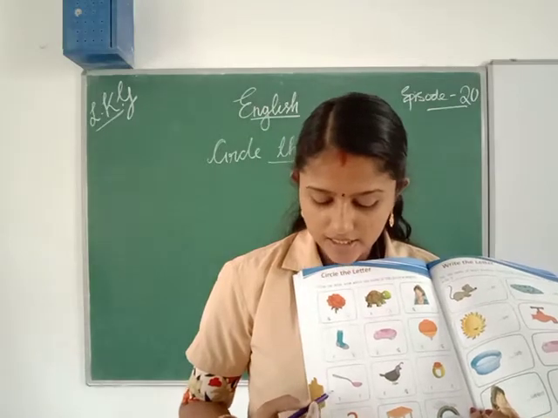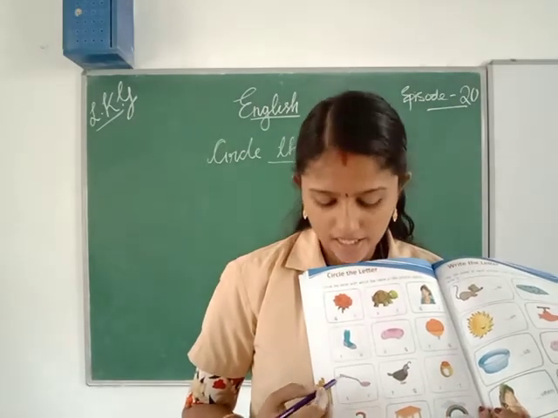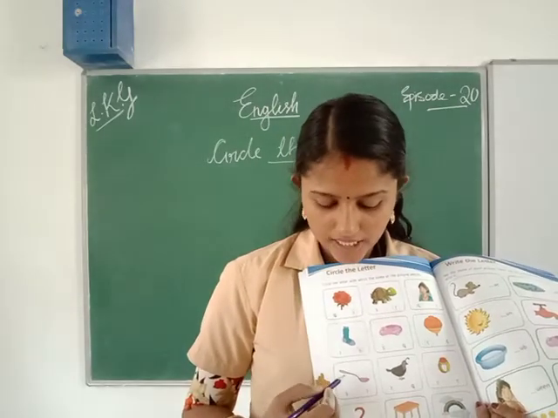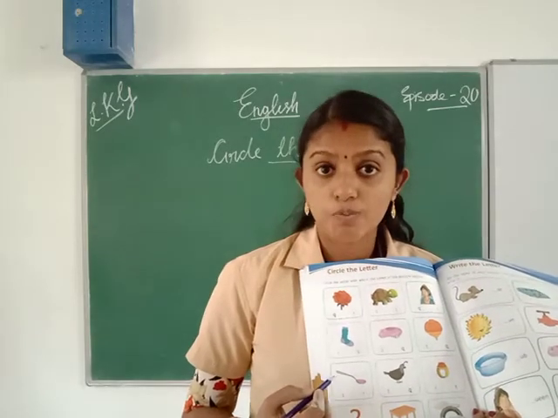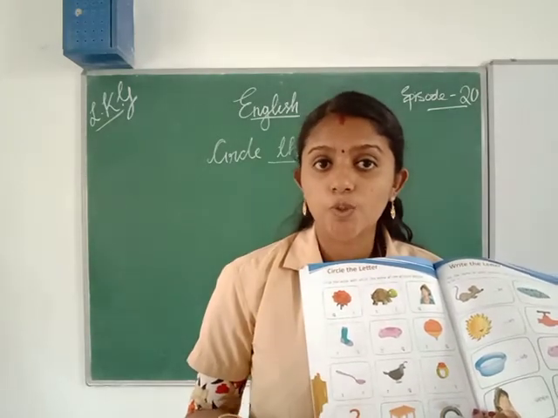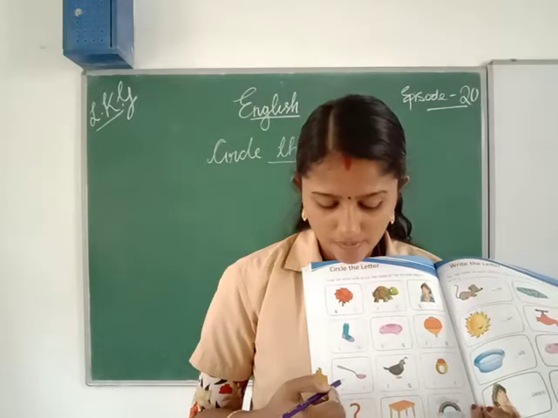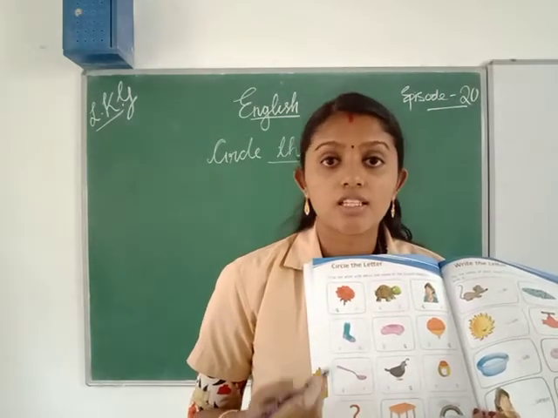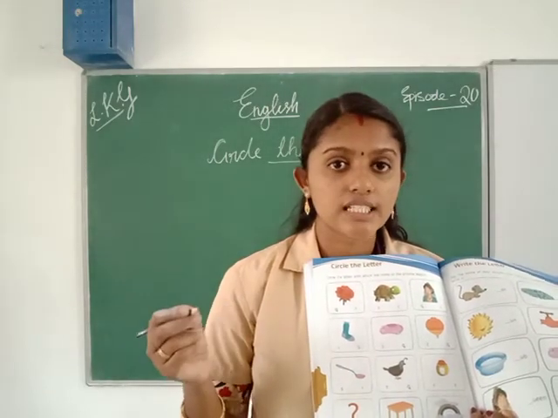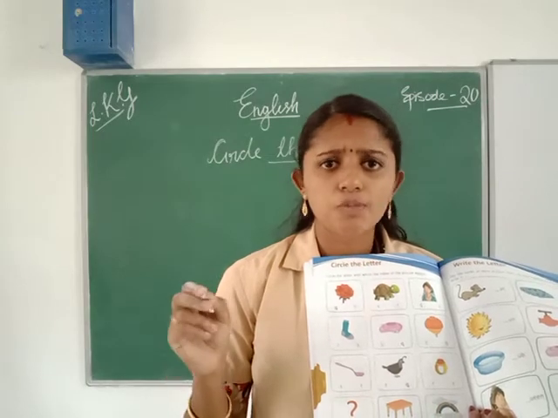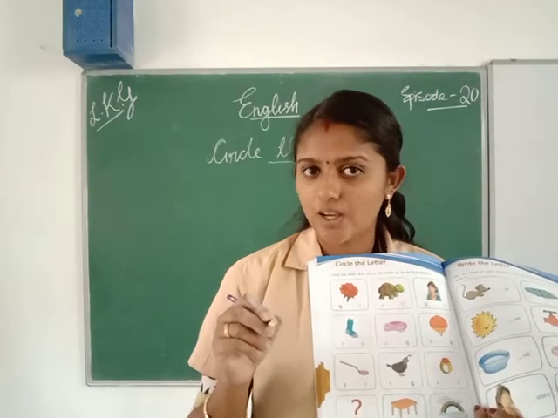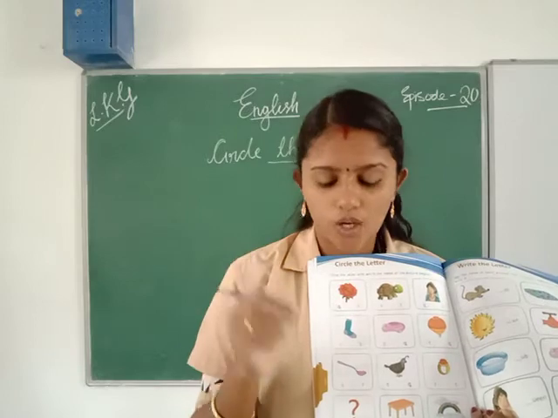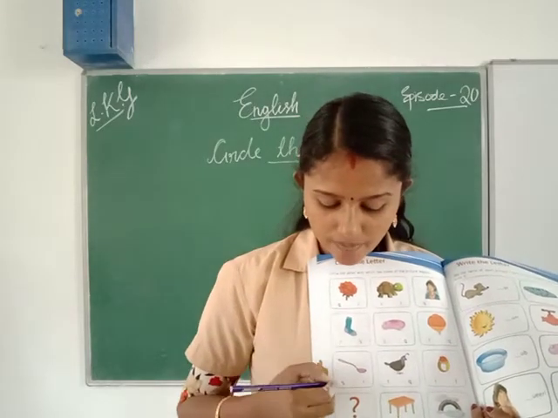Next letter, next sound, next thing. What is this? Spoon. Say it. Spoon. Okay. Which letter is first? S. Okay. S for spoon. So you circle which letter?